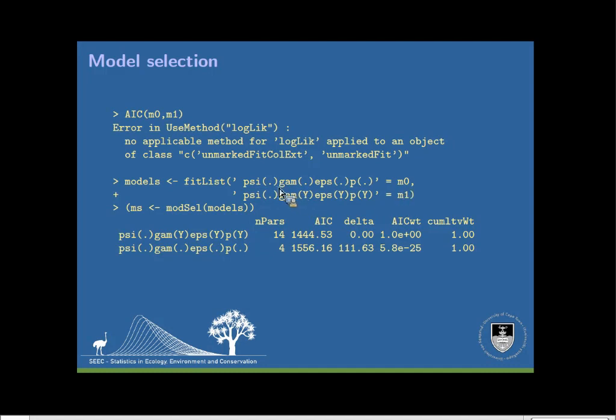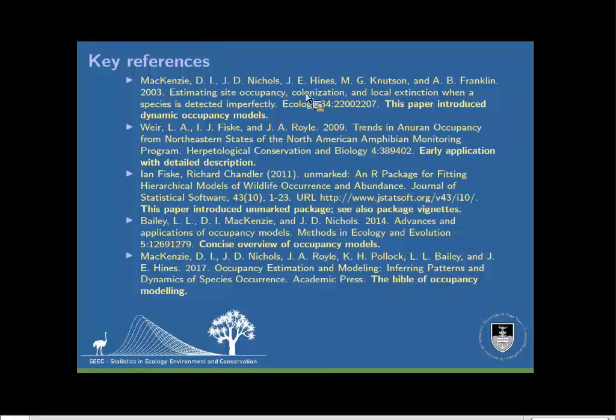Instead, unmarked has its own function to do model selection. We first pull all the different models into a list, using the fitList function. In our case, it's just two models, and I'm giving them a name. Then I use the modSel function, which gives me the model selection table. You can see here that the second model we fitted is a lot better in terms of AIC compared to the first, the constant model. And David is going to show you a bit more about model selection in a moment.